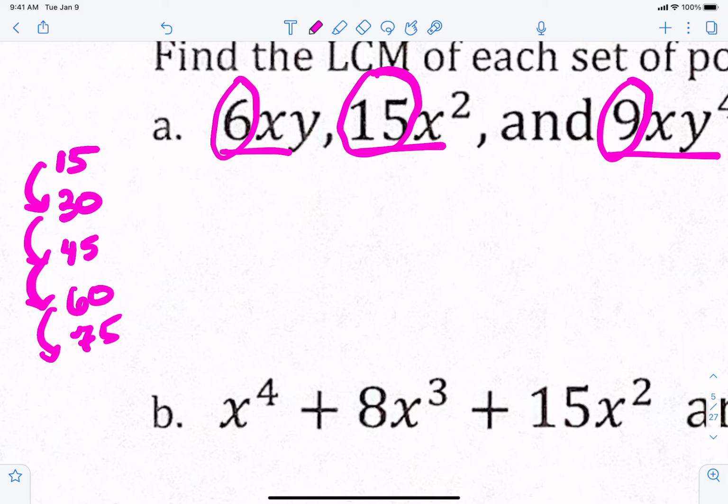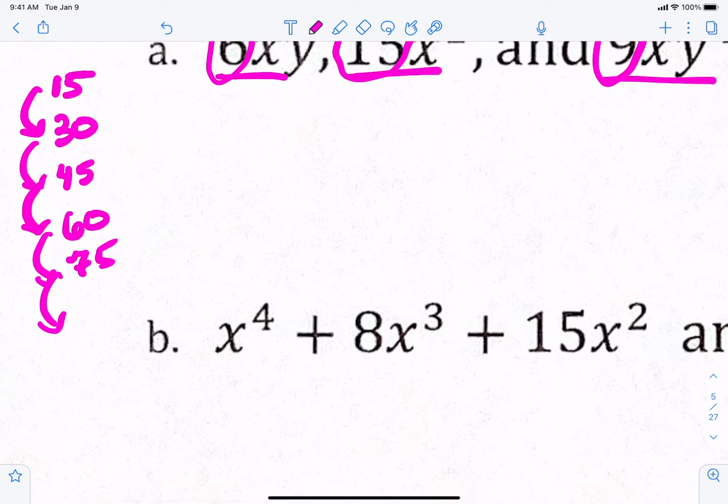Does 6 go into 75? No. Get your calculator out. Does 6 go into 75 evenly? 75 divided by 6, is it even? No. Does 9 go into 75? No. So the next one up from there is what?